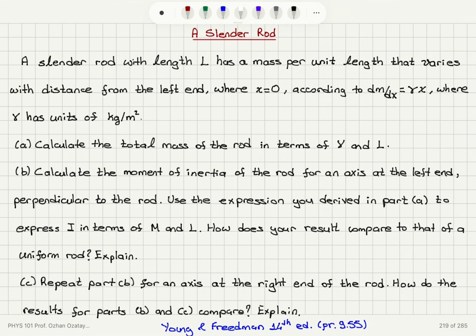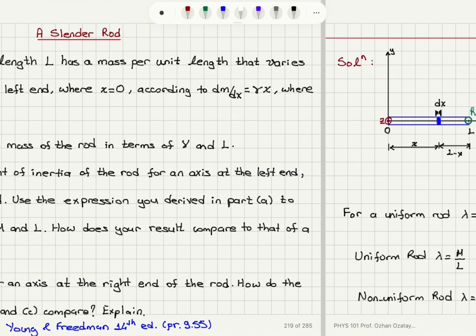Part C. Now repeat part B for an axis at the right end of the rod. How do the results for parts B and C compare? Explain.